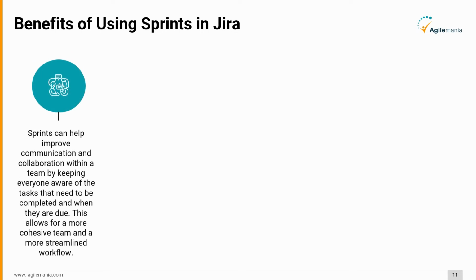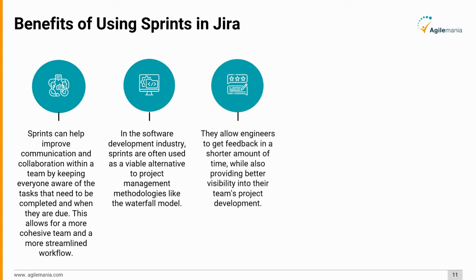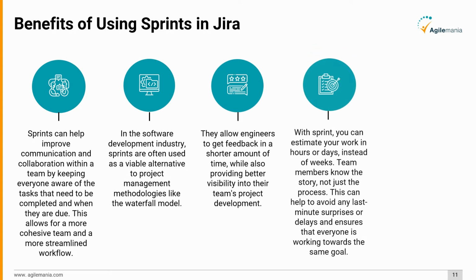a team by keeping everyone aware of the tasks that need to be completed and when they are due. This allows for a more cohesive team and a more streamlined workflow. In the software development industry, sprints are often used as a viable alternative to project management methodologies like the waterfall model. They allow engineers to get feedback in a shorter amount of time, while also providing better visibility into their team's project development. With Sprint, you can estimate your work in hours or days, instead of weeks.